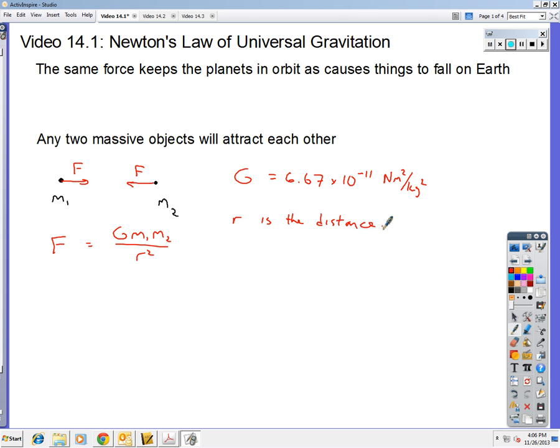Now, that equation is strictly true only when these two are point masses. But it also works when they are spherical. So, if they're spheres, r is the distance between the centers. And that's fairly simple.